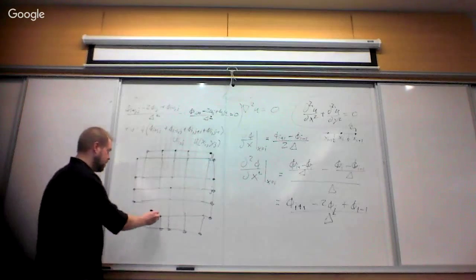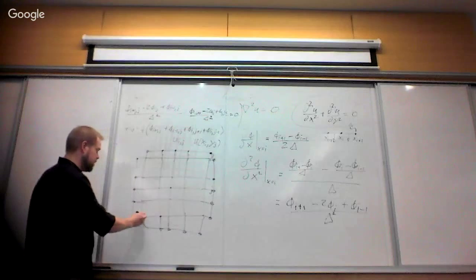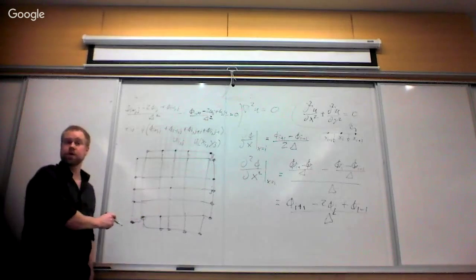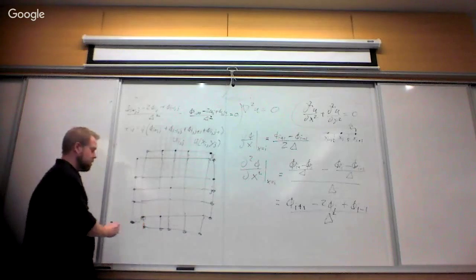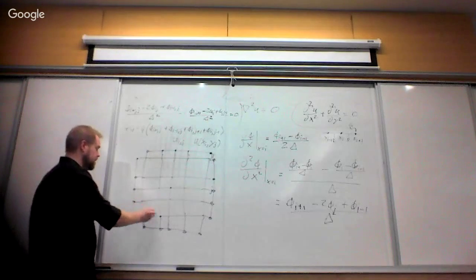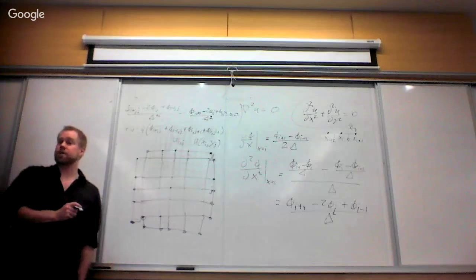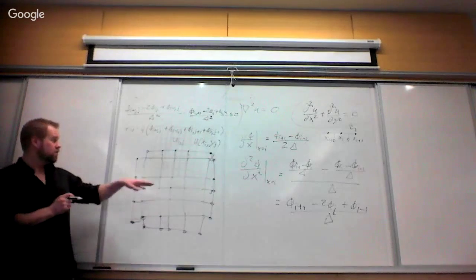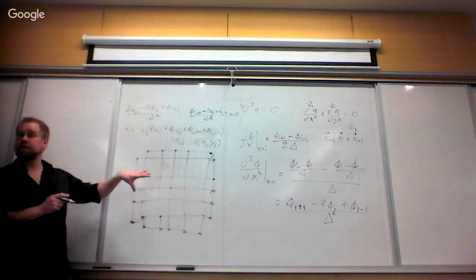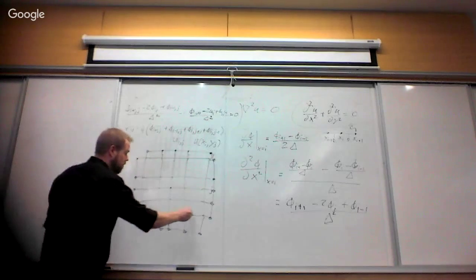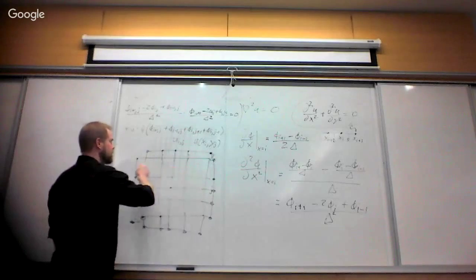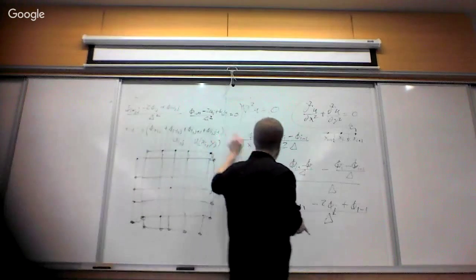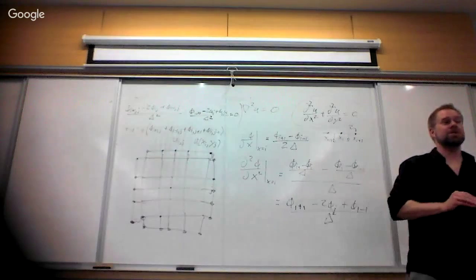And then this point here would look in this direction and see the Dirichlet boundary condition here, and see this Dirichlet boundary condition here, and then see its non-boundary neighbors as well. Cool? So if I have all Dirichlet boundary conditions, I just loop over all the points inside of the grid, calculate this, and I can get my solution.